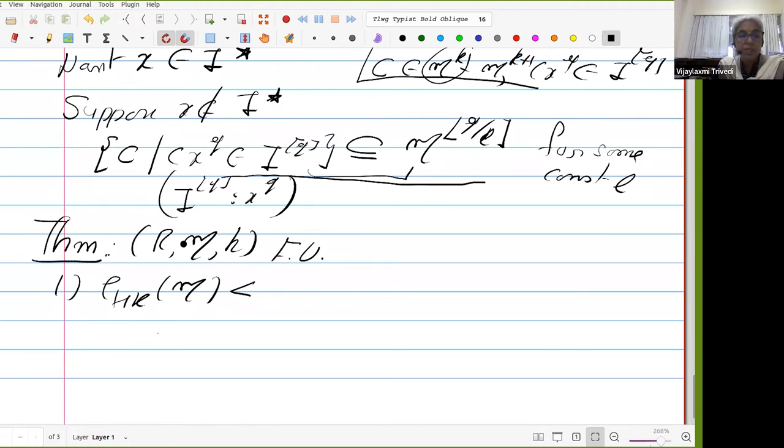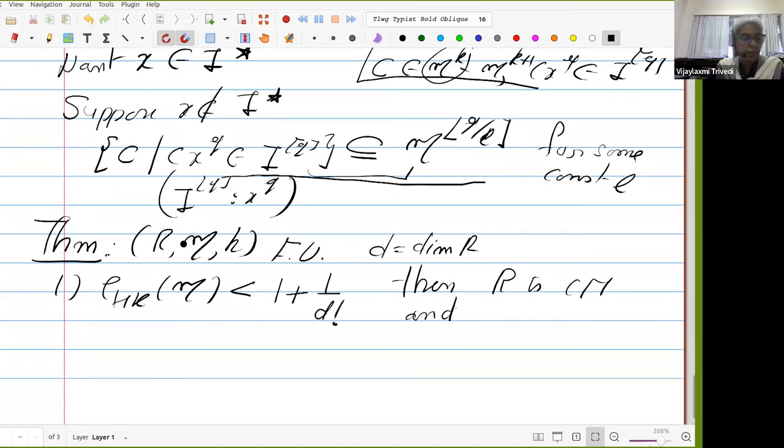So already you have seen one sample. If the smallest value is one for m, if it is one, the ring is regular. Nevertheless, suppose your ring is not quite one, but it's still smaller than one plus one upon d factorial, where d is the dimension of the ring again. Then R is Cohen-Macaulay and F-rational. I think this result was proved in several steps. First, some bound in characteristic p was by Blickle and Enescu, and then this one, I'm not sure, maybe Enescu can tell me.